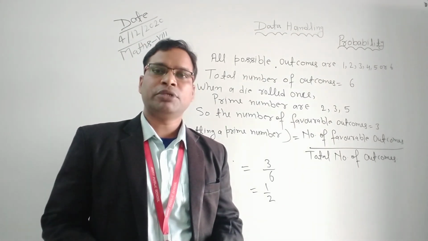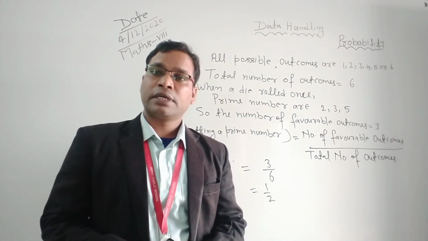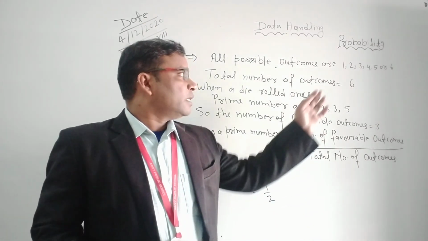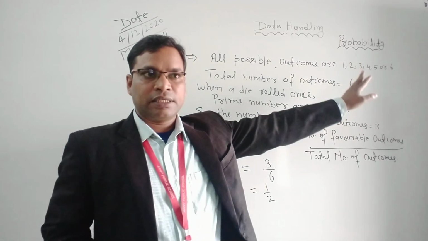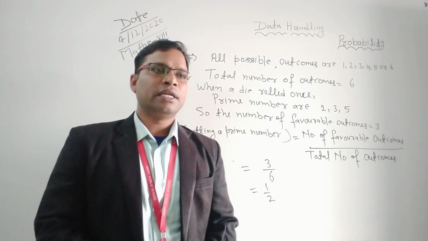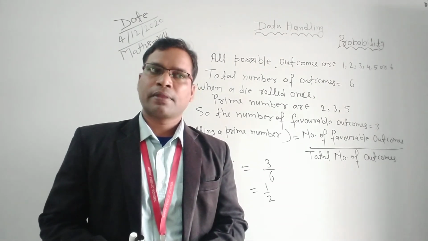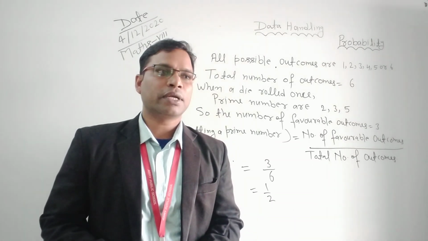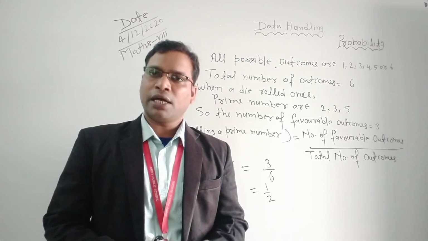The second part of this question is to find the probability of getting a non-prime number. The numbers that are not prime are 1, 4, 6. In this event, not getting a prime number, the outcomes are 1, 4, 6, which are not prime numbers. So you can say the number of favorable outcomes is again 3.